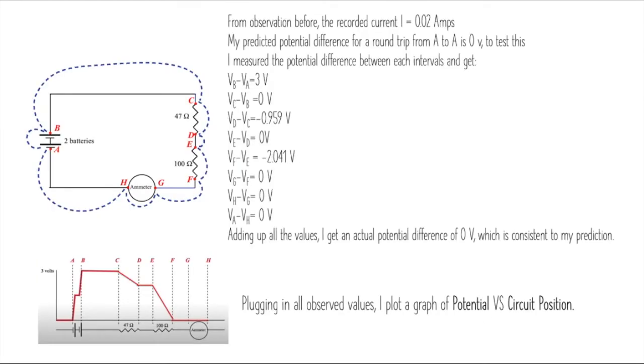From the observation before, the recorded current I equals 0.02 amps. My predicted potential difference for a round trip from A to A is 0 volts. To test this, I measured the potential difference across each interval and got 3 volts, 0 volts, negative 0.959 volts, 0 volts, negative 2.041 volts, 0 volts, 0 volts, 0 volts, respectively. Adding up all the values, I get an actual potential difference of 0 volts, which is consistent with my prediction. Plugging in all the observed values, I plot a graph of potential versus circuit position.